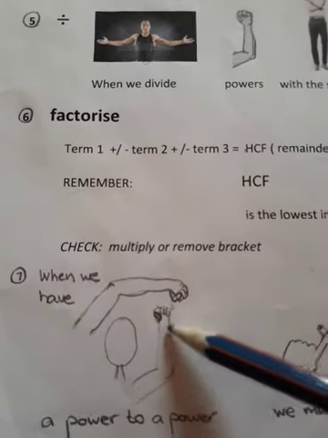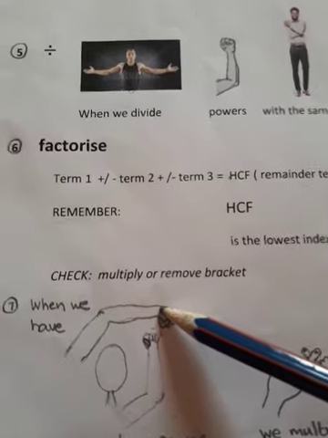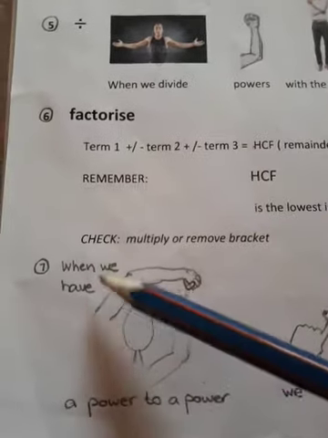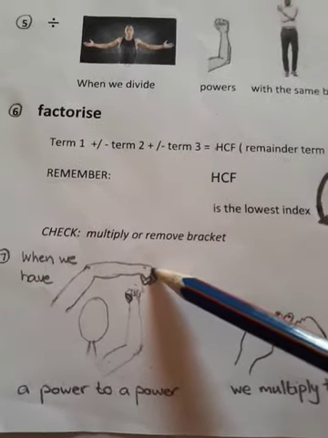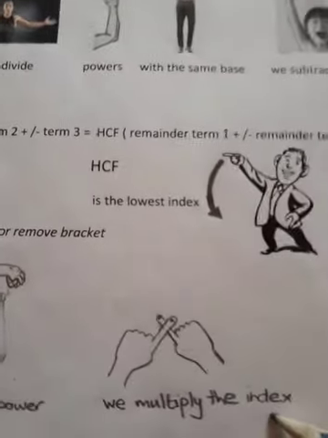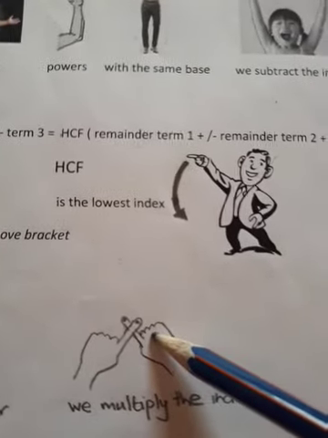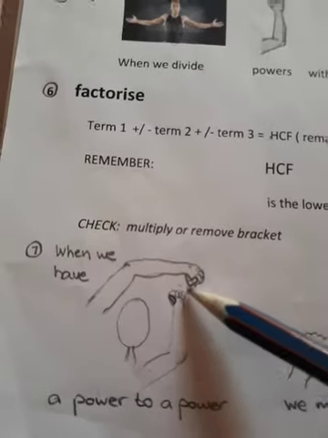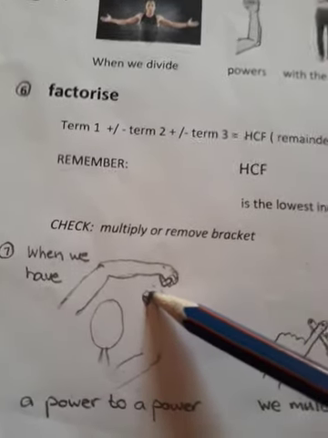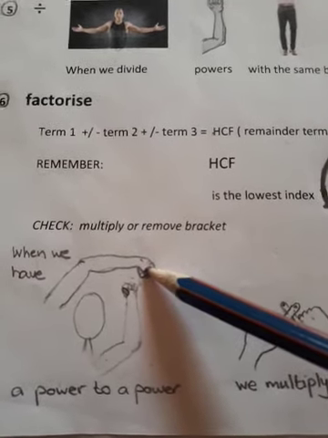So move your hand, your fist above your head, and with your other hand you move your fist above that. So that is when we have a power, that's the first one, to a power, that's the second one. We multiply the index. So with your hands on top of your head, show a multiplication with your two index fingers. I repeat, you raise your fist when we have a power, then you raise the next fist on top of that to a power.